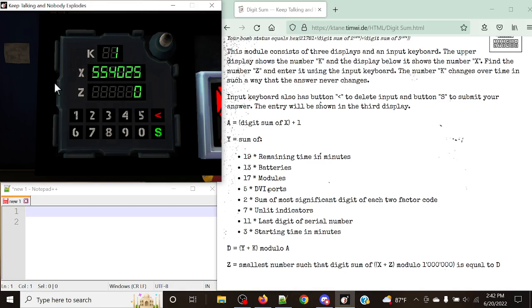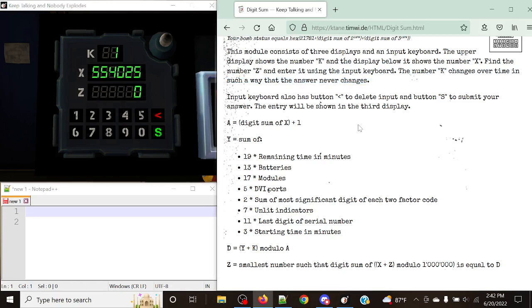So this is the way the module looks. It gives you a series of different variables, in this case k, x, and z. Now z is essentially what our input is going to be. That's not going to change. Same thing for x. X is going to be the first thing that we need. So we need to pay attention to this module. And k, now k will actually change over time. But it's going to change in such a way that the answer itself never changes.